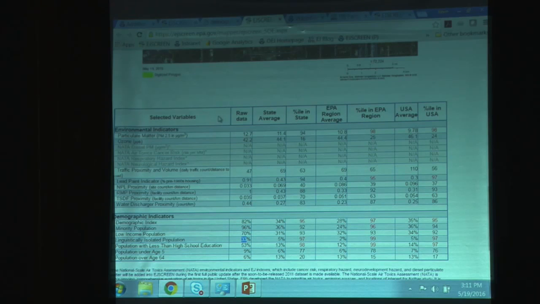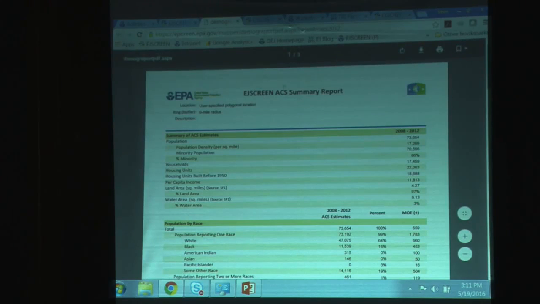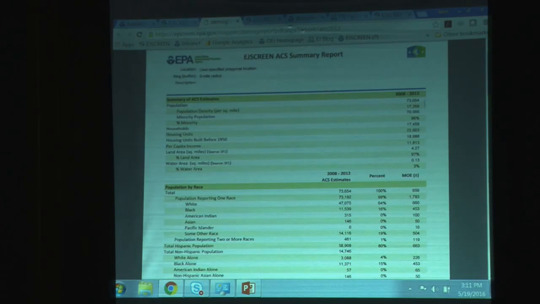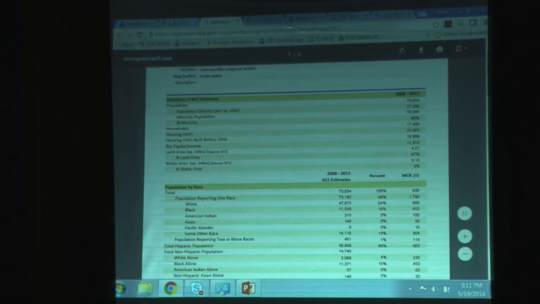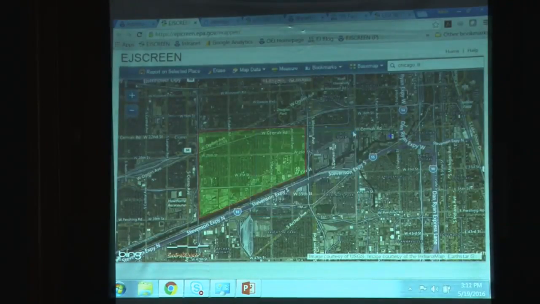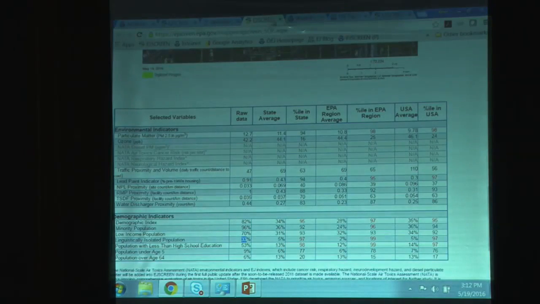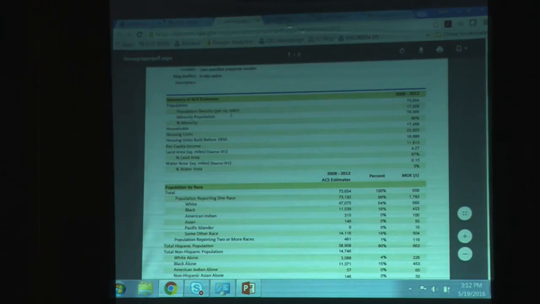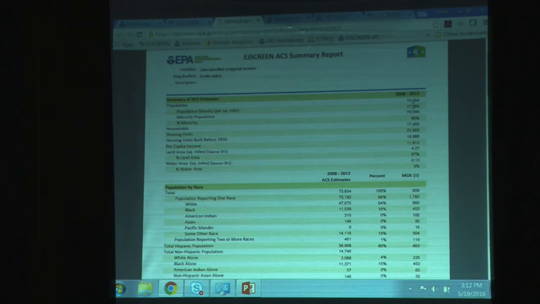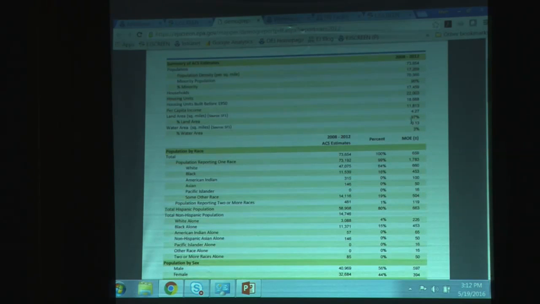This is one of the main features, the EJSCREEN standard report, and it has all of the information we've covered today. But I also want to point out the ACS demographic report, because this is also very useful. So we can see for the area that we've selected, which again is just this community that's highlighted right here, the population is about 73,600 residents. We have the population density. We're seeing the total number of households here in housing units.